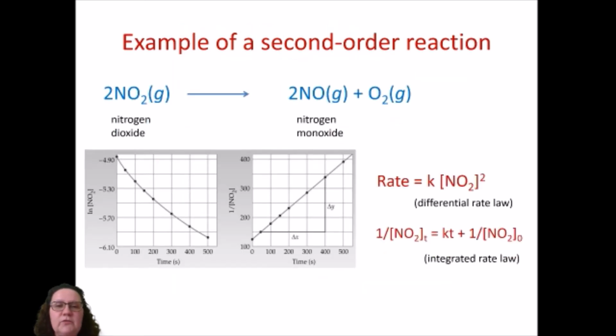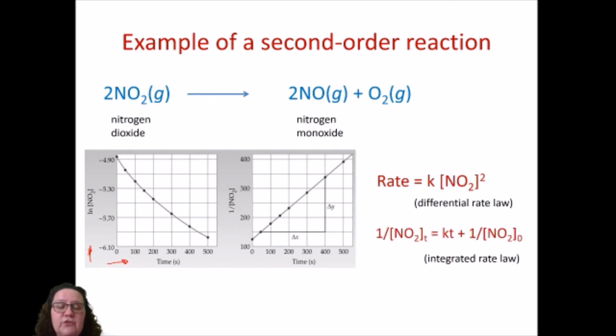This is an example of a second order reaction, the decomposition of nitrogen dioxide. 2 moles of nitrogen dioxide produce 2 moles of nitrogen monoxide and 1 mole of molecular oxygen, O2. If you represent the natural logarithm of the concentration of nitrogen dioxide versus time, you see that's not a straight line, so that cannot be a first order reaction.